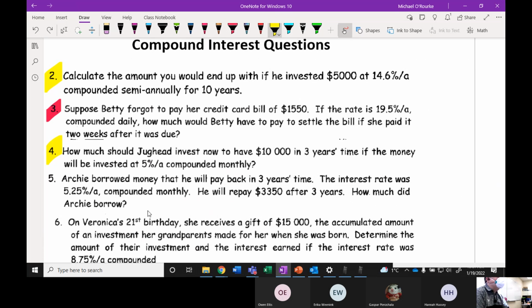Okay, so what's our principal in this case? Who's got our principal for question 2 here? What's our principal? 1,550. What's our rate?